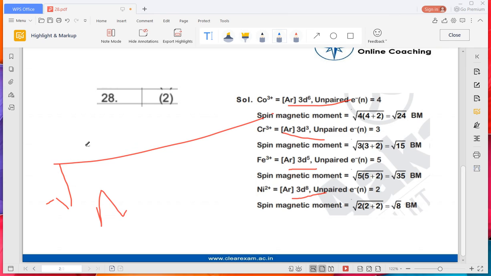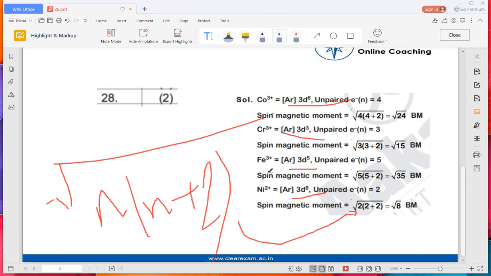Spin magnetic moment is √n(n+2), which is written in this one. So it's very much easier. You know which are the unpaired electrons. You just put it in place of n, and it comes out to 4. For 2 it is √24. Here n is 3, n is equal to 3.